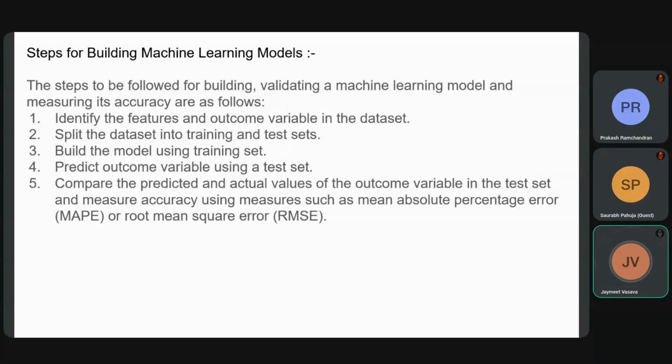So for building the linear regression model from scikit-learn, first we have to identify the features and the outcome variable. We already know that. Then we split the data set. We build the model using the training set, predict the outcome with the test set, and compare the predicted and the actual values using the mean absolute percentage error or MAPE and root mean square error in order to know the accuracy of the model for the predictions it has made.